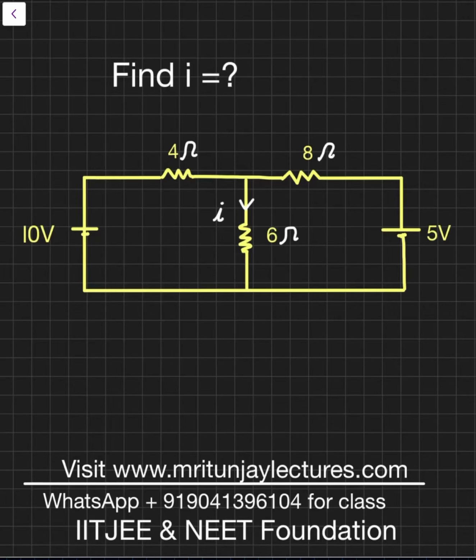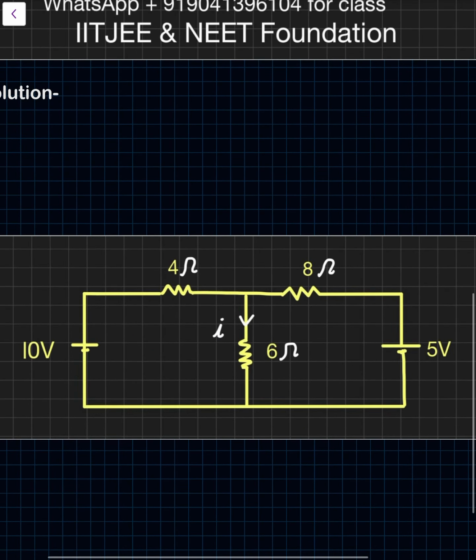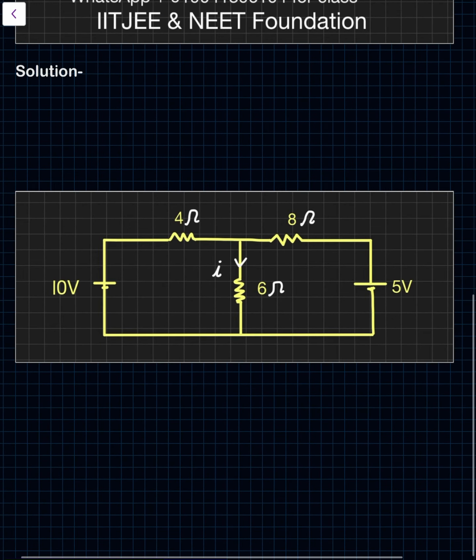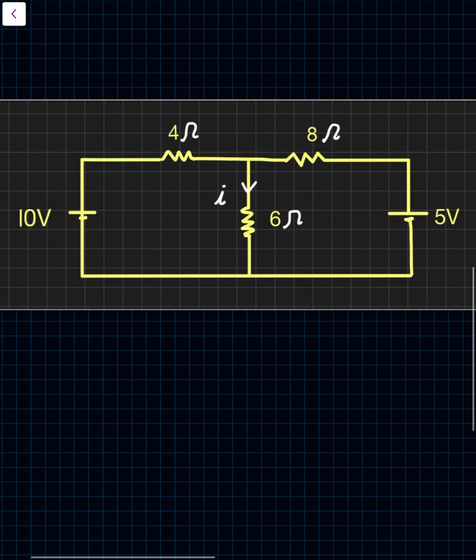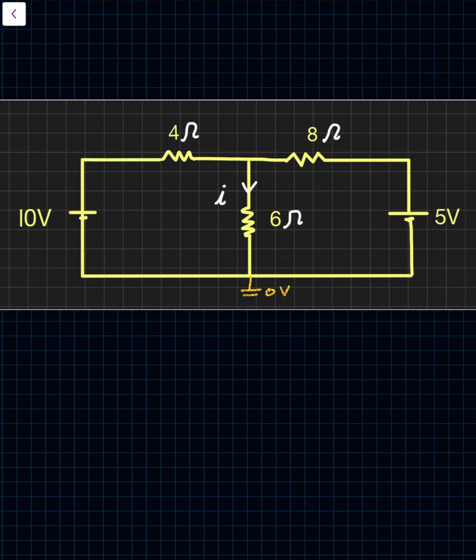Now, we need to determine the current I. So, how can we determine I? First of all, if you see very carefully, consider this one as a datum node, that is 0 voltage, and that current is I1 and that current is I2, and that node voltage is Vx.